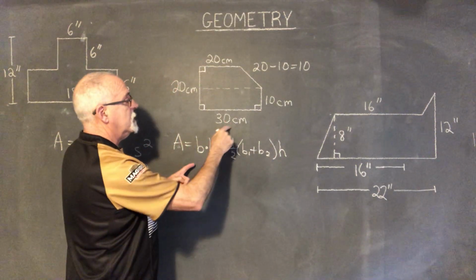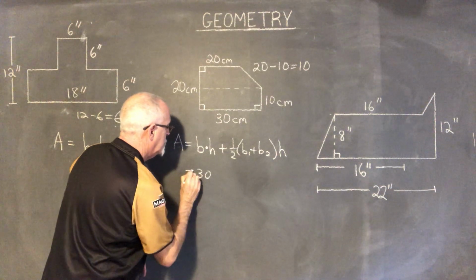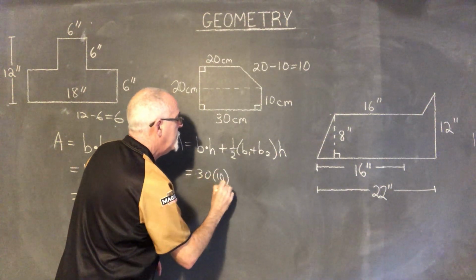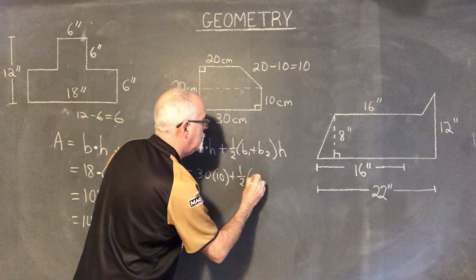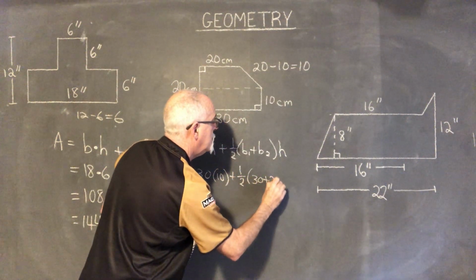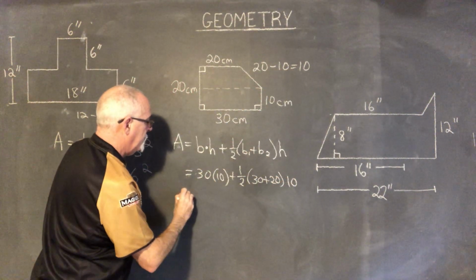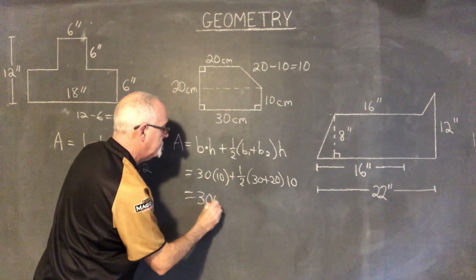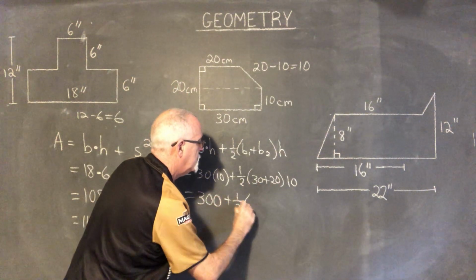Let's fill these in. Base times height for the rectangle is 30 times 10. Okay, that's messy. Let me fix it. 30 times 10 plus 1/2. The bases are the 30 and the 20, 30 plus 20. And the height is the 10 that I figured out over here. Simplifying, 30 times 10 is 300. 30 plus 20 is 50.